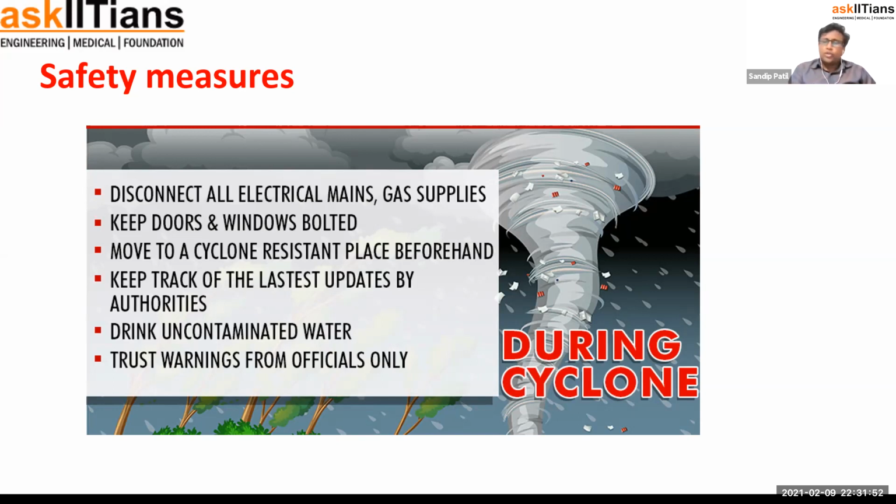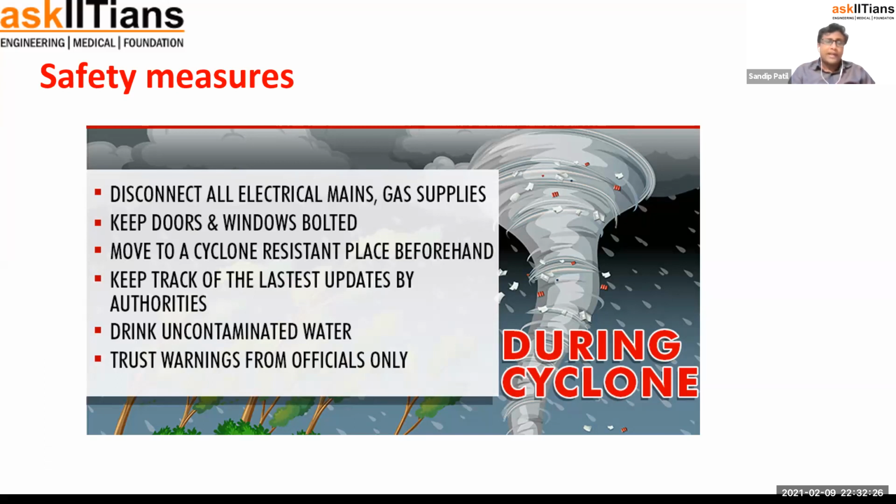Then keep the doors and windows bolted. That's a simple thing to do. Consider that all the doors should be locked properly. And move to a cyclone resistant place beforehand. As I said, we are going to get the alert 24 hours before. So try to relocate somewhere before the cyclone hits our place. Simple. Then keep track of the latest updates by authorities on the news, not on WhatsApp.